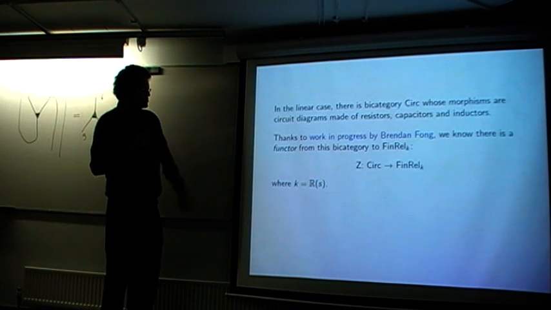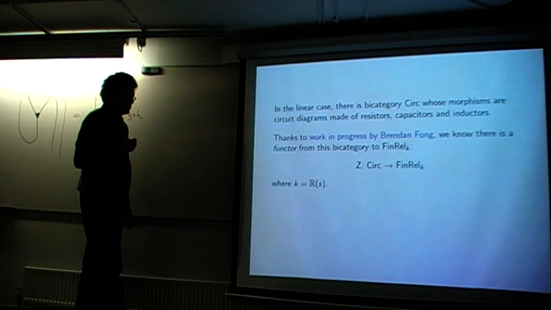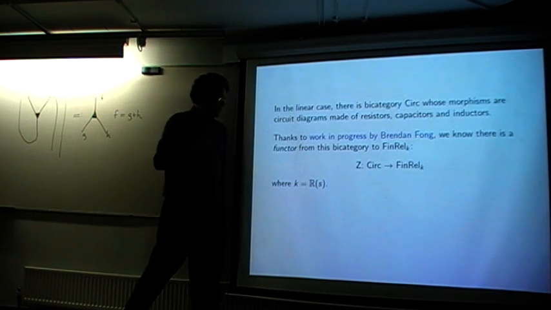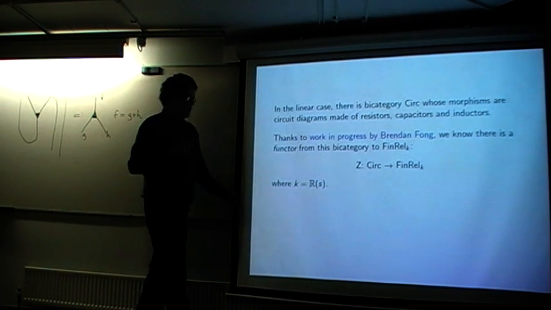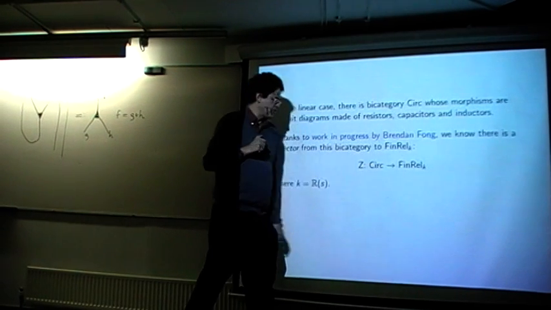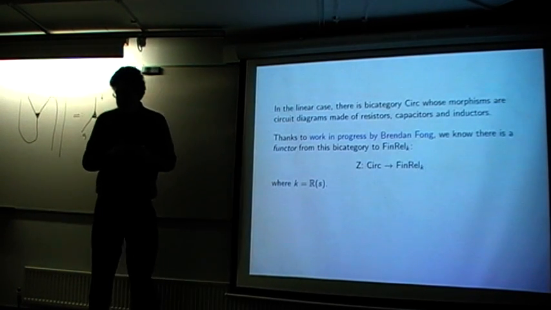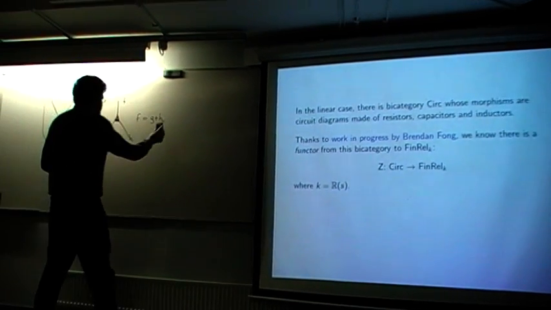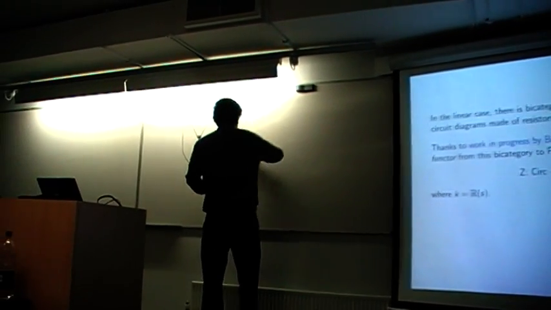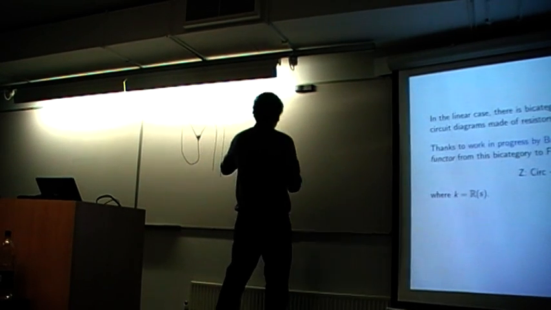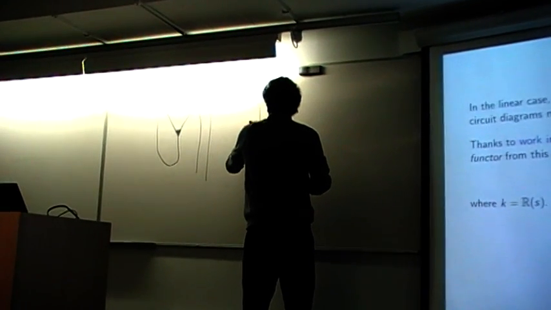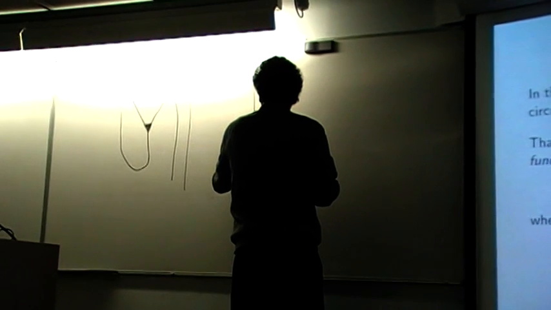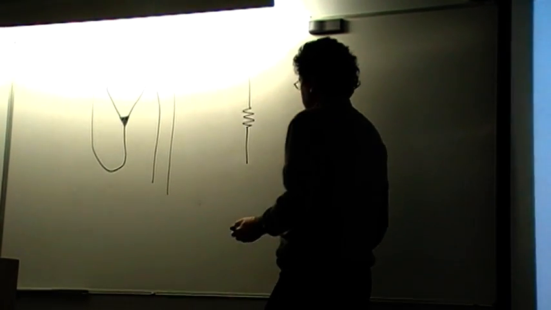We know that there's a functor from that bicategory. Don't worry about the bi just yet. If I have time, I'll explain it. To the one I've been talking about, Fin-Relk, the one with the signal flow graphs. So the idea is, in theory, fairly simple, although as always things get more complicated when you try to work them out. So let's think of the simplest electrical circuit in the world, just a single resistor.